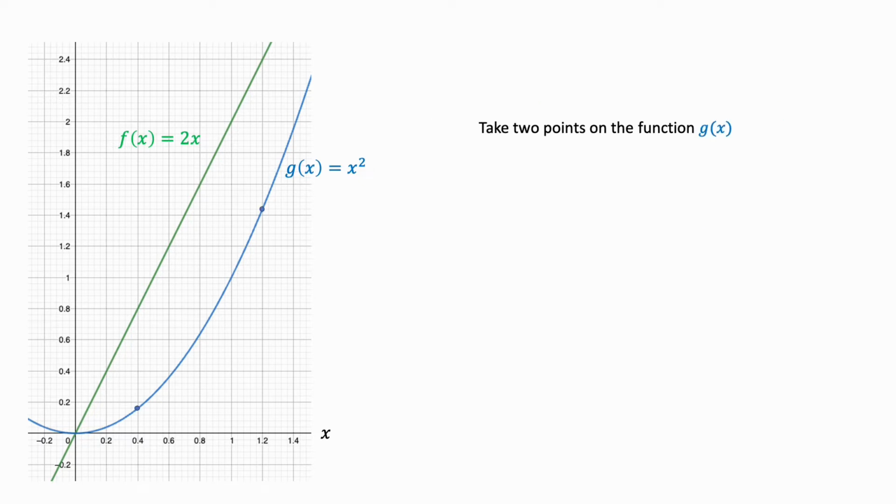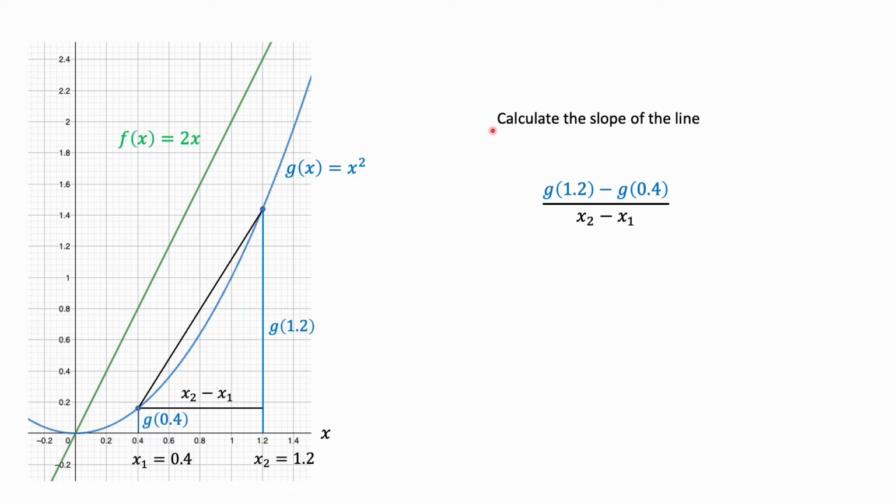So let's take any 2 points on the function g, this one and this one for instance. They could be any 2 points. And let's make a line between the 2 points. And then let's calculate the slope of the line. So the slope of the line is this distance minus this distance, which gives us this part here, and then divided by this distance, which is x2 minus x1, and that will give you the slope of this line between the 2 points.